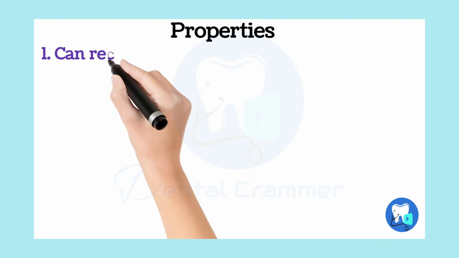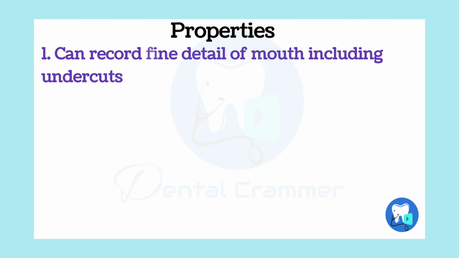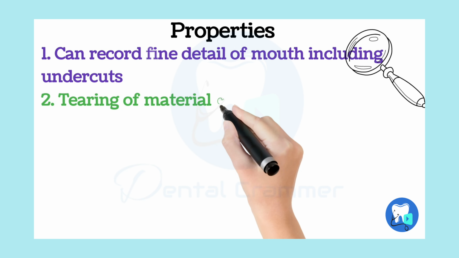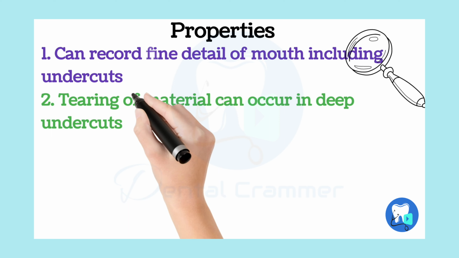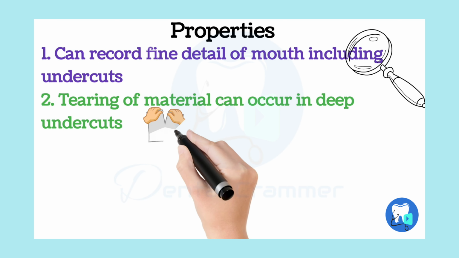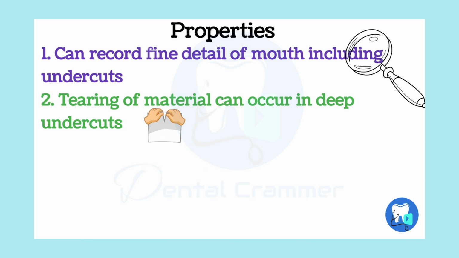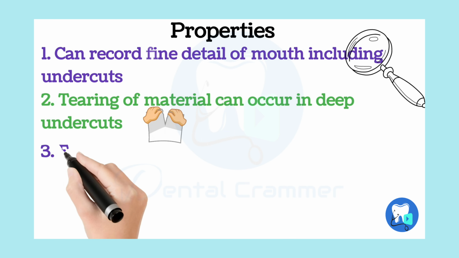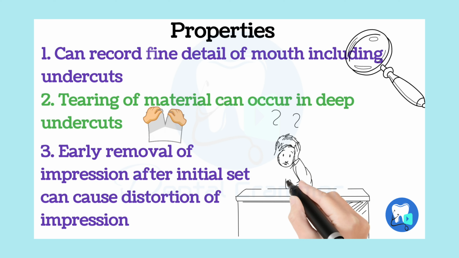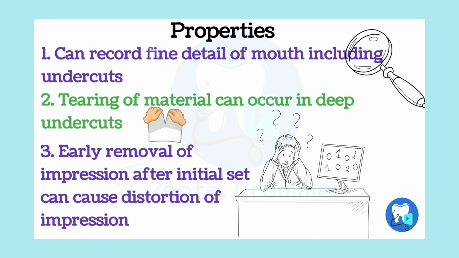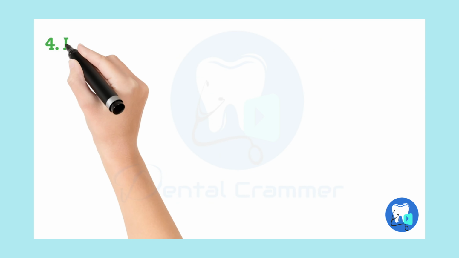About the properties of alginate, alginate can record fine details of the mouth, including the undercuts, but tearing occurs in case of deep undercuts. So, for deep undercuts, we will prefer elastomeric impressions. Early removal of the impression can cause distortion of the impression. So, to avoid it, the impression tray is held firmly in position until the final set.